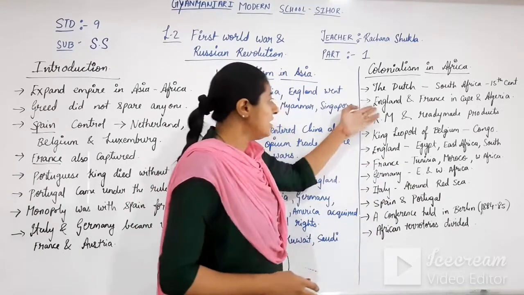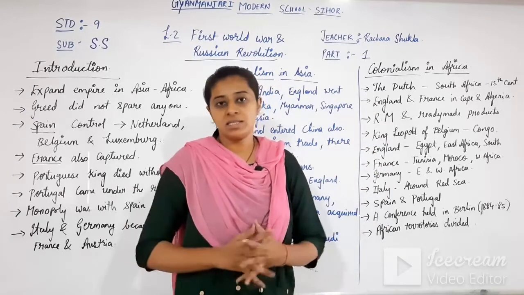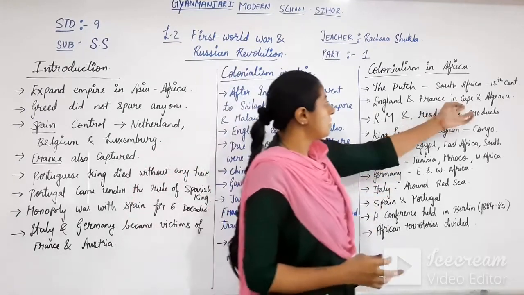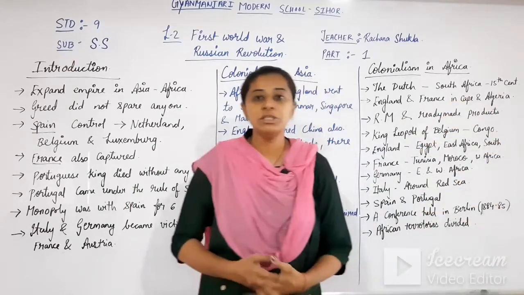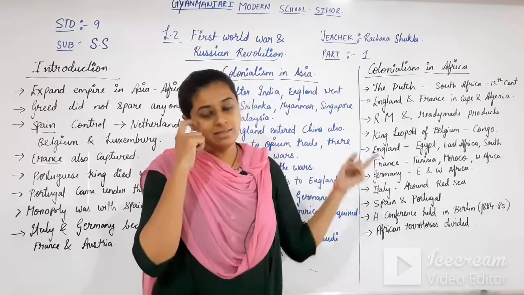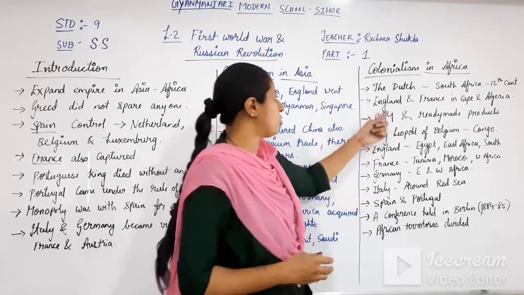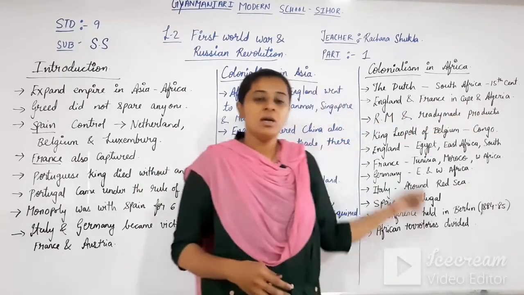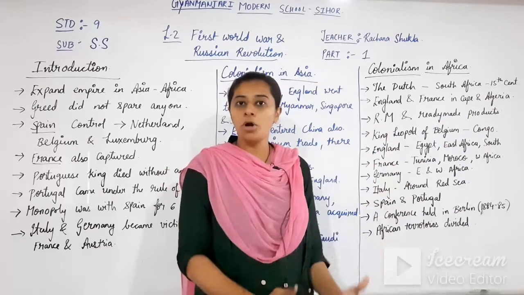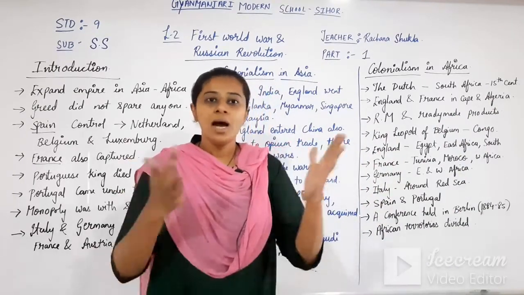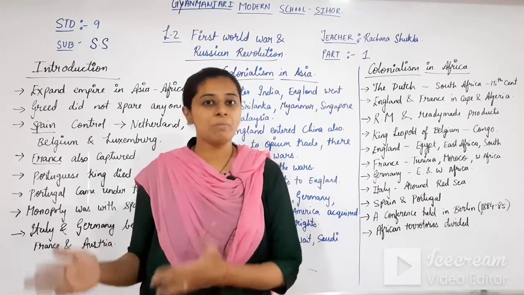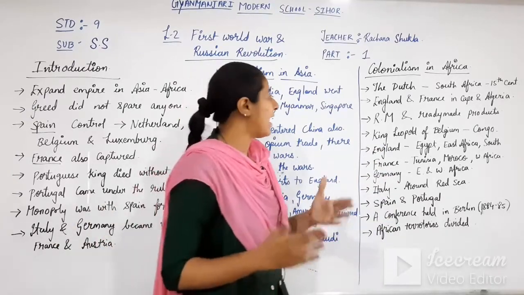Then England and France took control over Cape Town and Algeria. Two countries, that is the Cape and Algeria. England took control over the Cape and France took control over Algeria. Now we are talking about Europe and Africa, how European countries came and how they started capturing the countries of Africa.